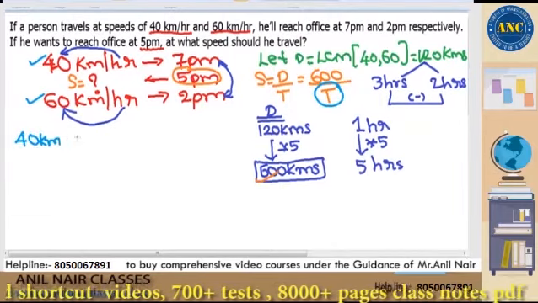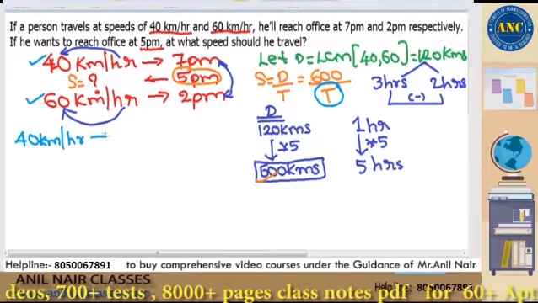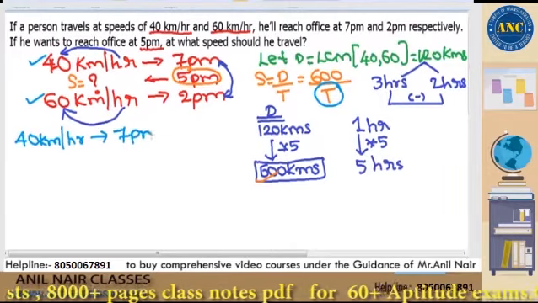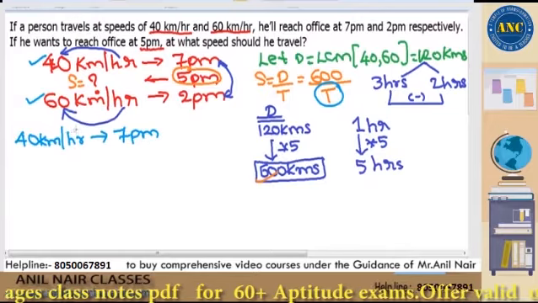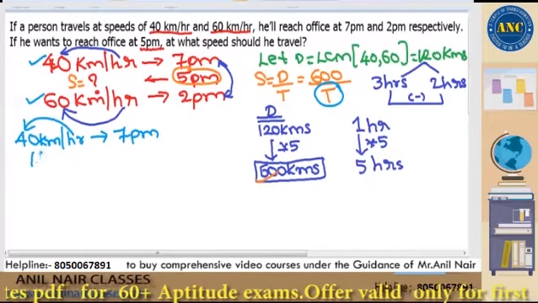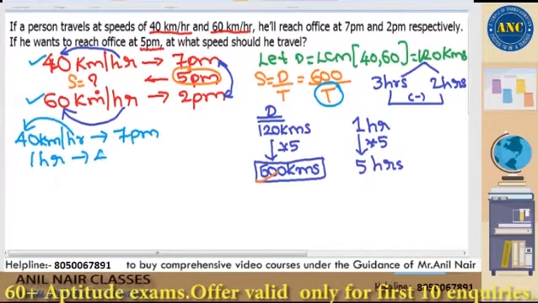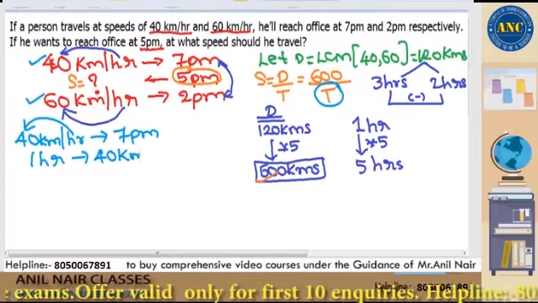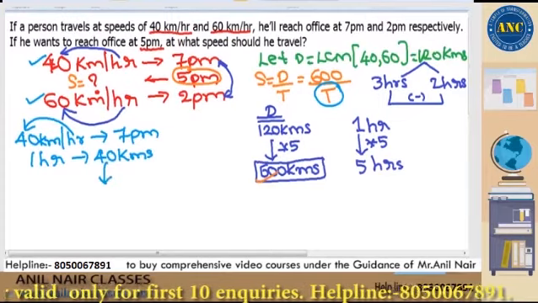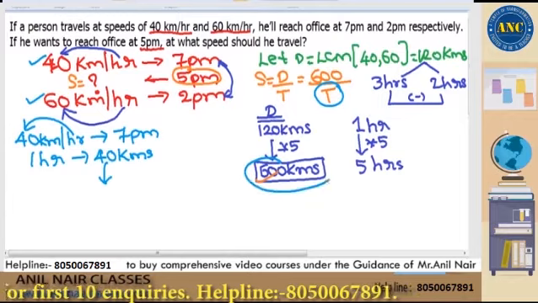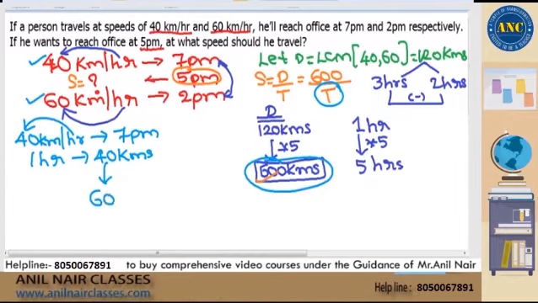Suppose I take the top condition, 40 kilometers per hour, I will reach at 7 p.m. 40 kilometers per hour means in 1 hour I will cover 40 kilometers. Right? But I know that I should not only cover 40, I should actually cover 600 kilometers. 40 is becoming 600. Multiply by 15. 40 into 15 is 600. 1 also multiply by 15. 1 into 15 is how much?